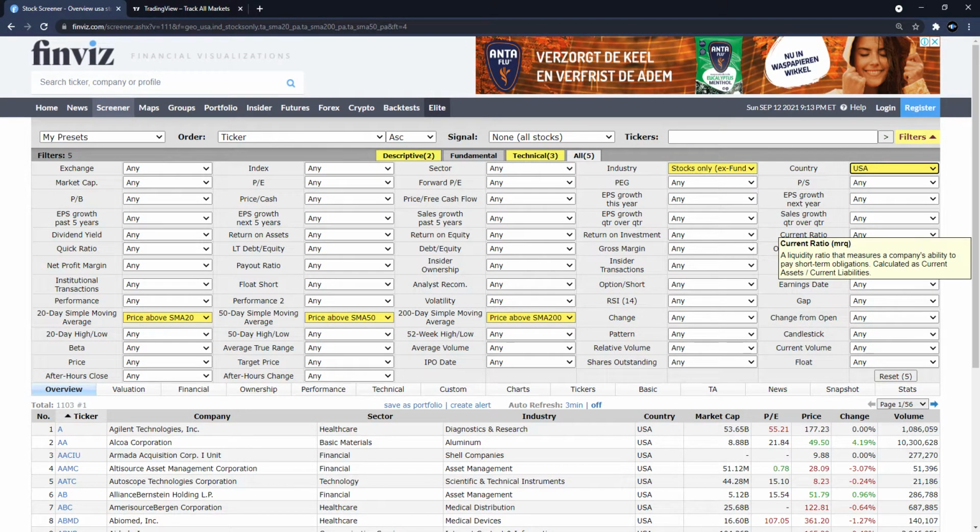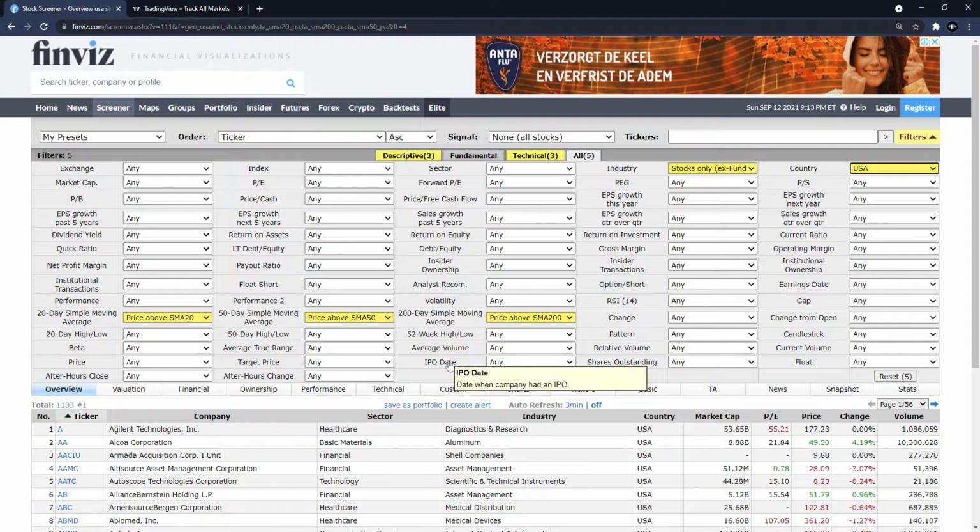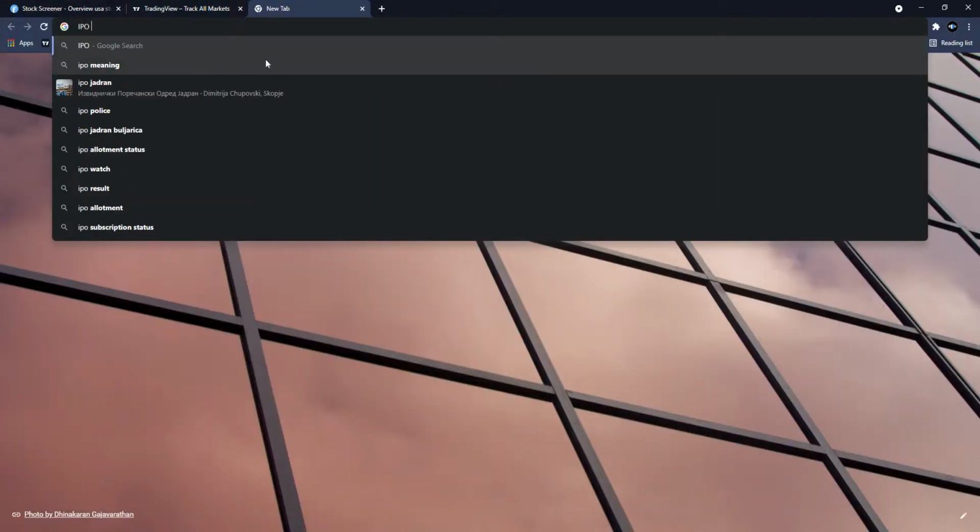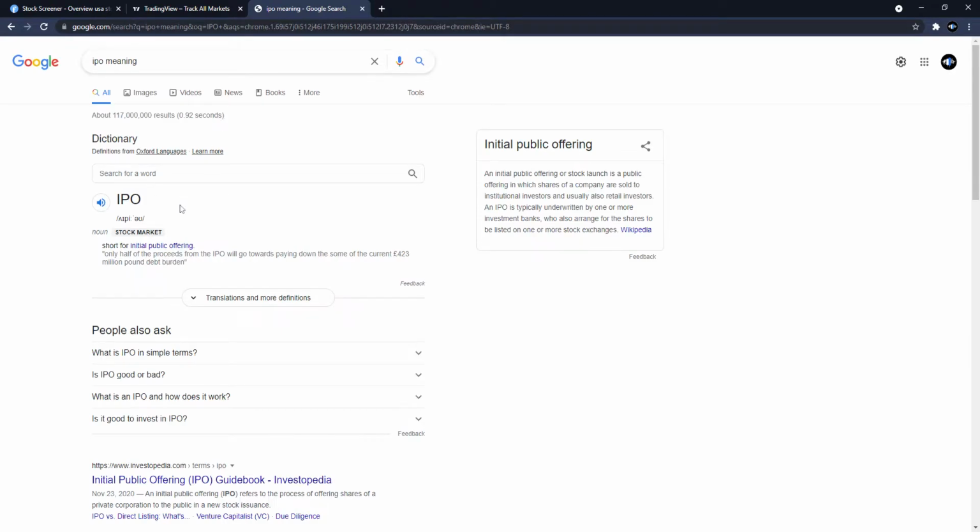So what we want to do from here on is go to the IPO date. What does IPO date mean? IPO date is the date when the company had an IPO. What does an IPO mean? IPO meaning, okay?